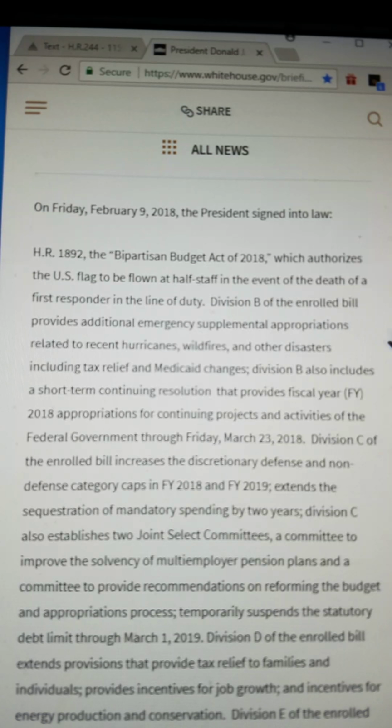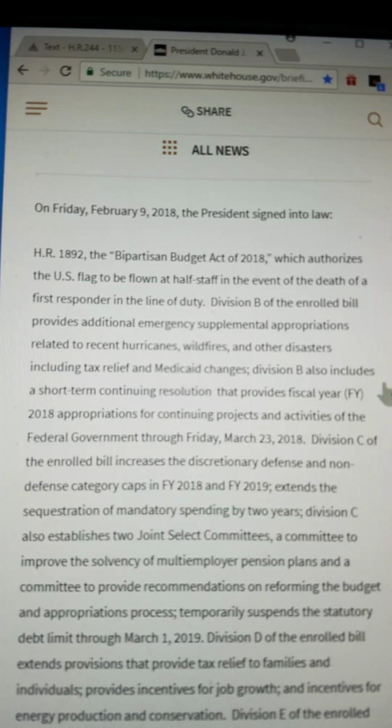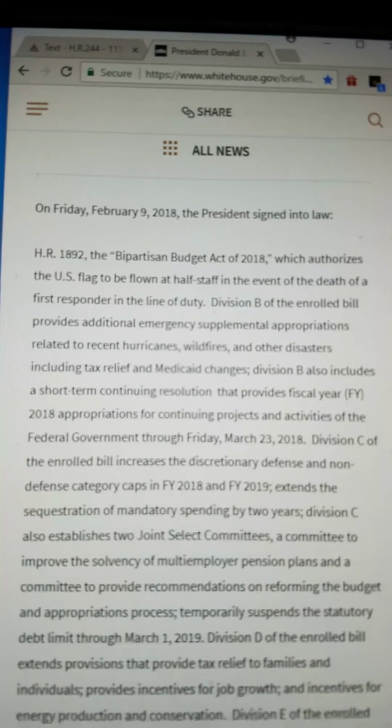Division B of the enrolled bill provides additional emergency supplemental appropriations related to recent hurricanes, wildfires, and disasters, including tax relief and Medicaid changes. Division B also includes a short-term continuing resolution that provides fiscal year 2018 appropriations for continuing projects and activities of the federal government through Friday, March 23rd, 2018.